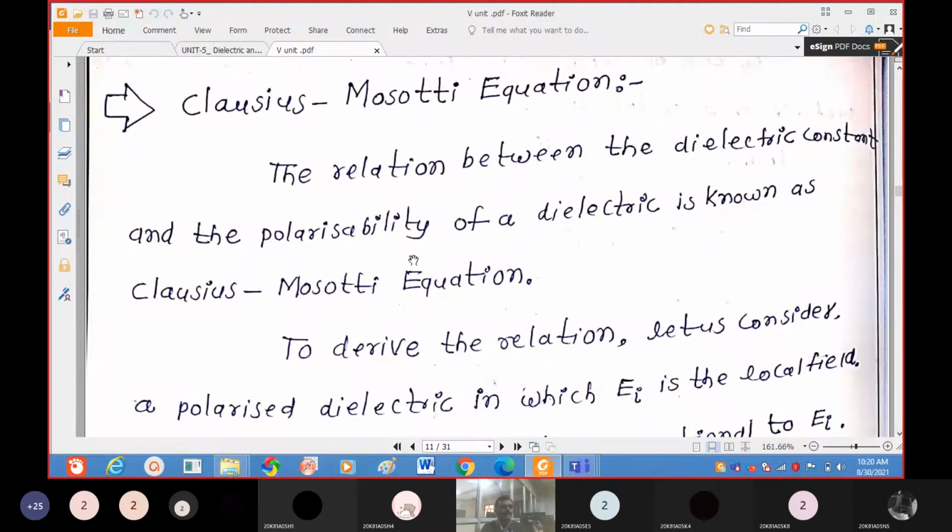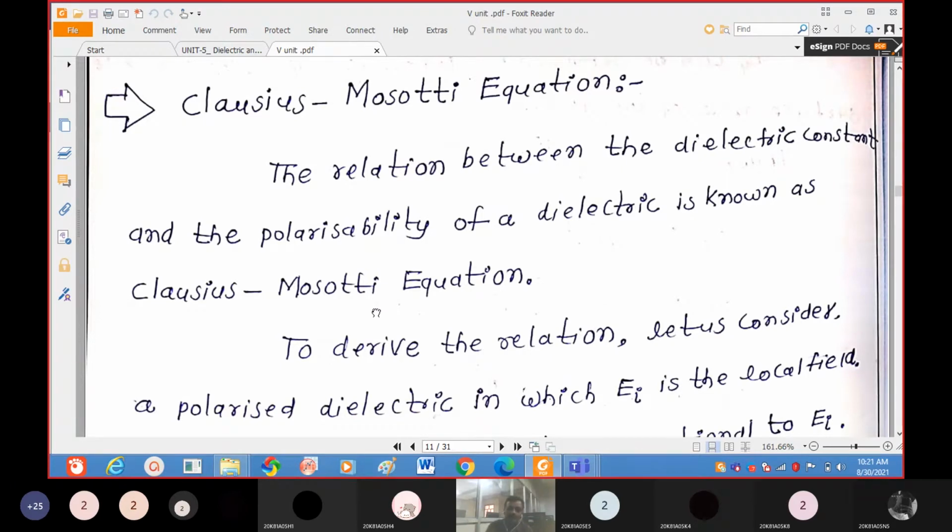That means polarizability depends on each atom. That's why we call polarizability a microscopic property of the material, and calculating it directly is difficult. That's why Clausius-Mosotti proposed a relation between the dielectric constant and polarizability. We call that equation the Clausius-Mosotti equation. This is the importance of the Clausius-Mosotti equation: it gives the relation between the dielectric constant and polarizability.